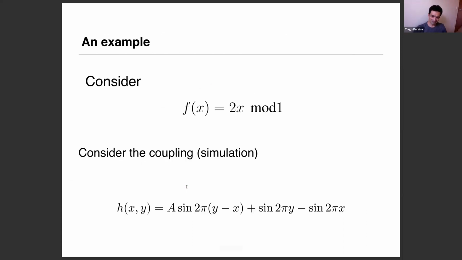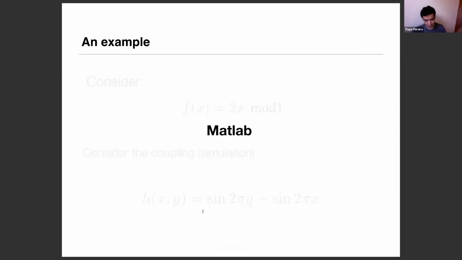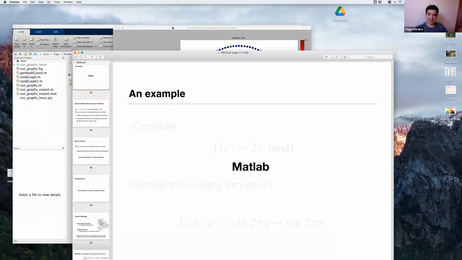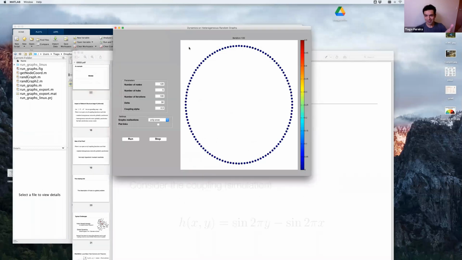But in any case, so this is the f, and this is the coupling function h. Okay, so let me show you possible dynamics that happen in this case. So I will show you a simulation. This is actually real. So I'll run the simulation now.